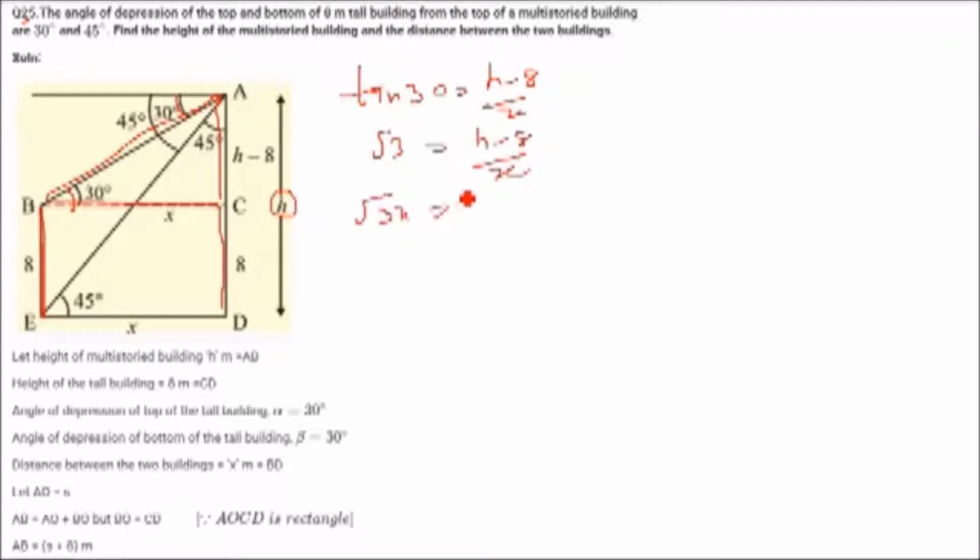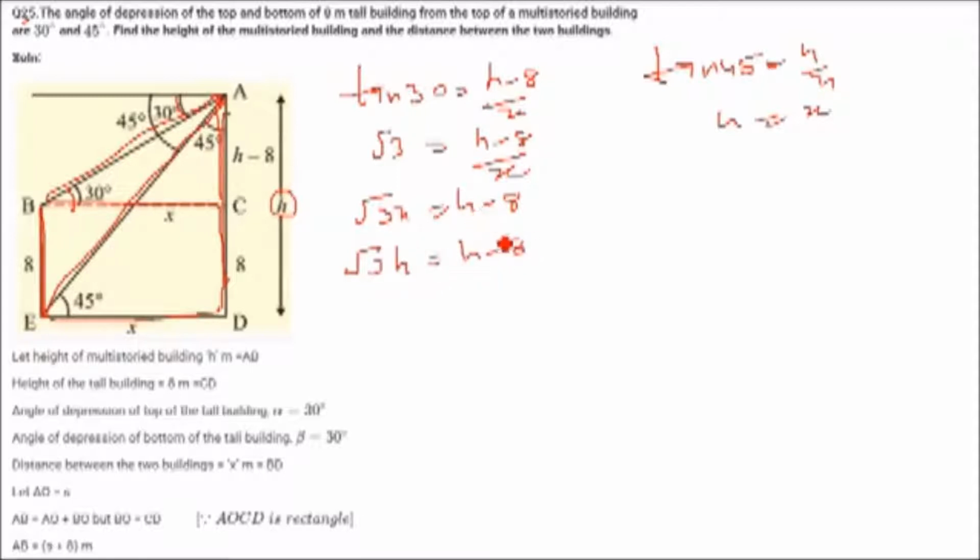So let us take this as 8 and this as 8, and if we take this whole as h, this will be h minus 8. First triangle, we are taking this one. What will be tan 30? It will be h minus 8 by x. Tan 30 is 1 by root 3, so root 3 x equals h minus 8. Now let us take this triangle, 45 degree. Tan 45 equals h by x, so h is equal to x. So we can put x as h. So root 3 h equals h minus 8.